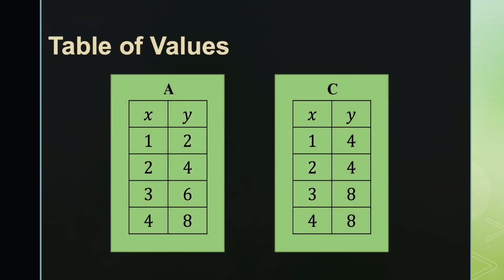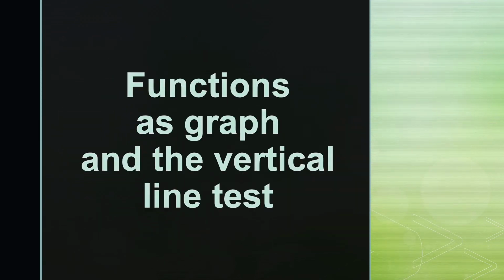Lastly, consider the tables of values A and C. Both tables represent a relation and a function. Another way to describe a function is through a graph. Now we will discuss functions as graphs and the vertical line test.